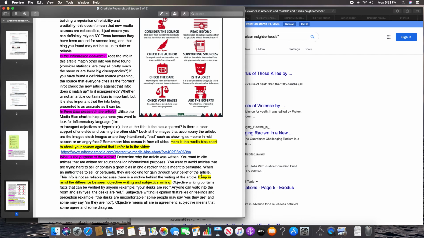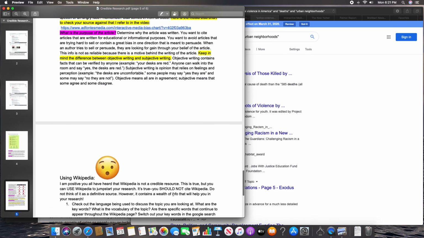This is what relies on feelings and perception. For example, the desks are uncomfortable. Some people might say, yes, they are uncomfortable, and some people might say, no, they are not. A statement like the desks are uncomfortable is not a verifiable fact. Objective means that all are in agreement. Subjective means that some agree and some disagree. And you want to get the most objective information that you possibly can.